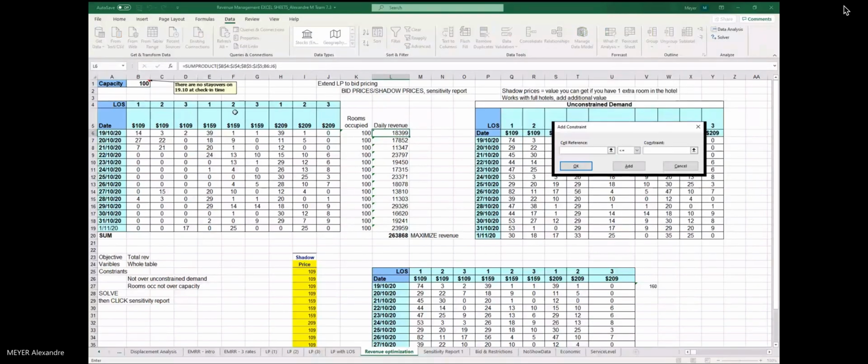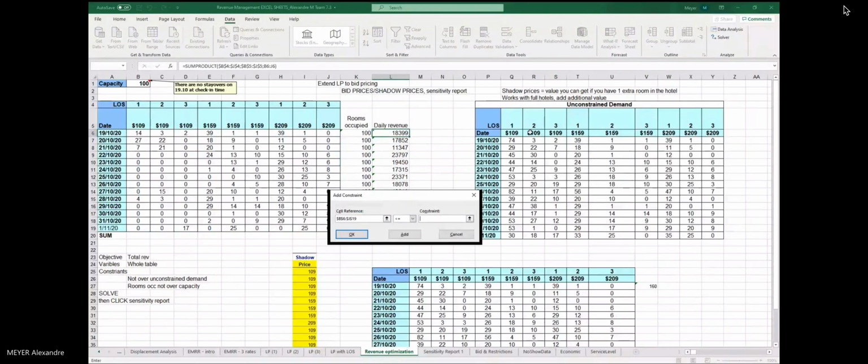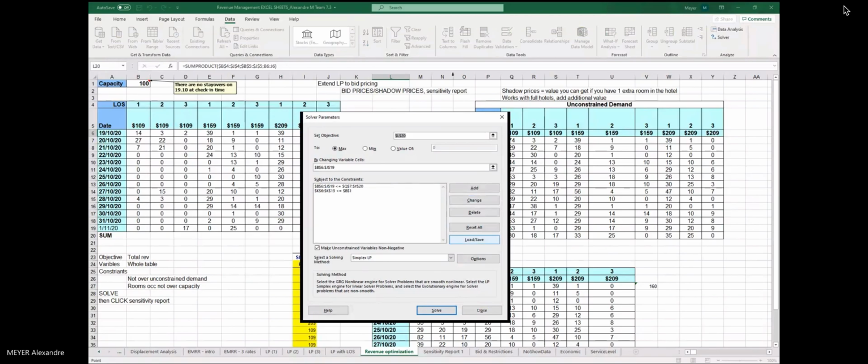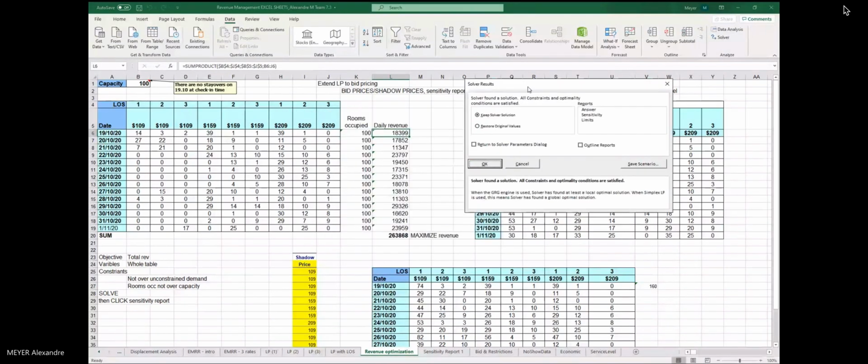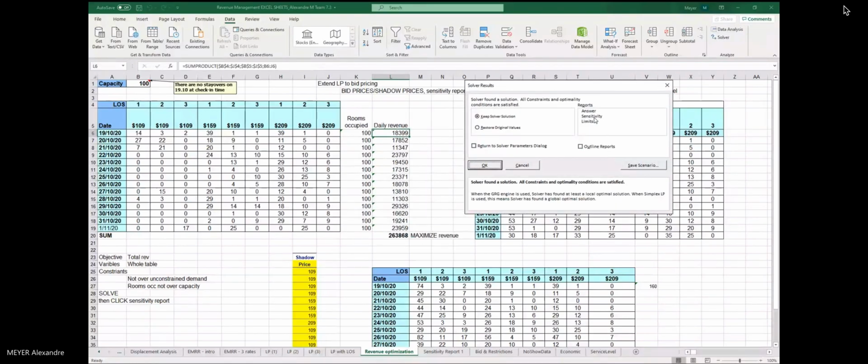Then your second constraint would be that this cannot exceed unconstrained demand, right? The reason for that is, well, you've got a given demand in the market. You can't allocate more rooms than what the demand has, because if there's no demand, what's the reason for allocating a room to that segment, right? So that would be the second constraint, and in this example those are the only two that you need. And once you click solve, eventually you have this, and then you have the option to do a sensitivity report.